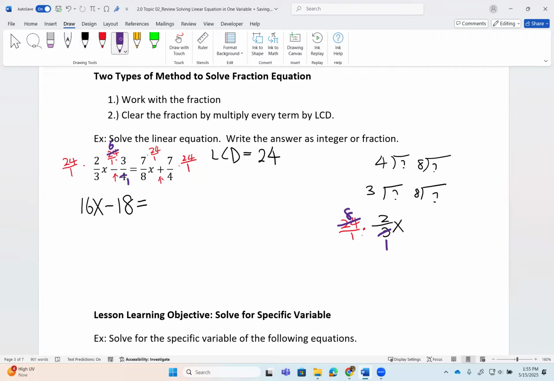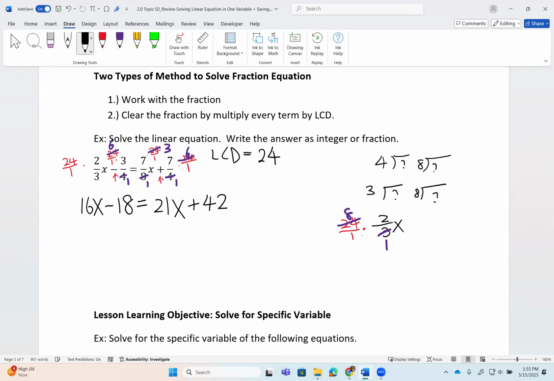All right, 7 over 8x times 24. Top 24, bottom 8 reduced by 8. That's 1 and 3. So 7x times 3. That'll give me 21x. All right, last one. Positive 7 over 4 times 24. So top 24, bottom 4 reduced by 4. That's 1 and 6. So positive 7 times 6.